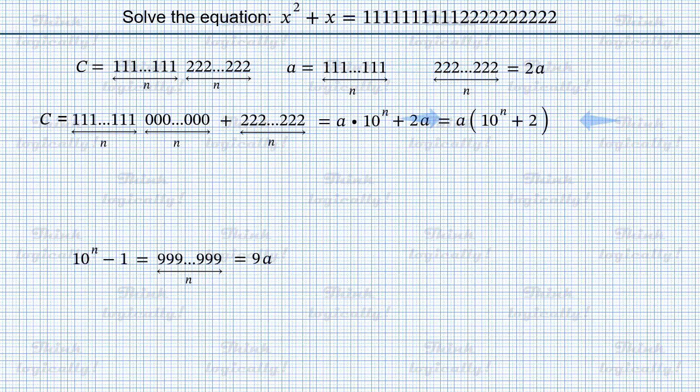In this case, 10 to the power of n plus 2 is 9a plus 3, or 3 times 3a plus 1. And to get the expression for C, we only need to multiply the obtained expression by a. So we get another factor a, meaning 3a times 3a plus 1. Now the goal is fulfilled, and we expressed C in terms of only a. And this is your last chance to solve the problem on your own.